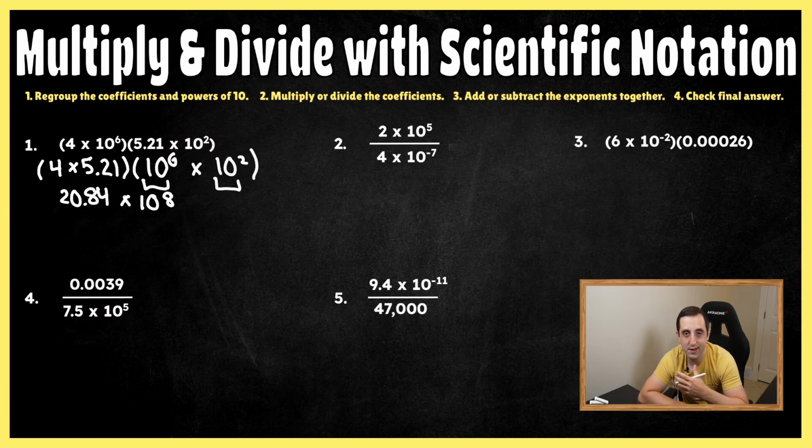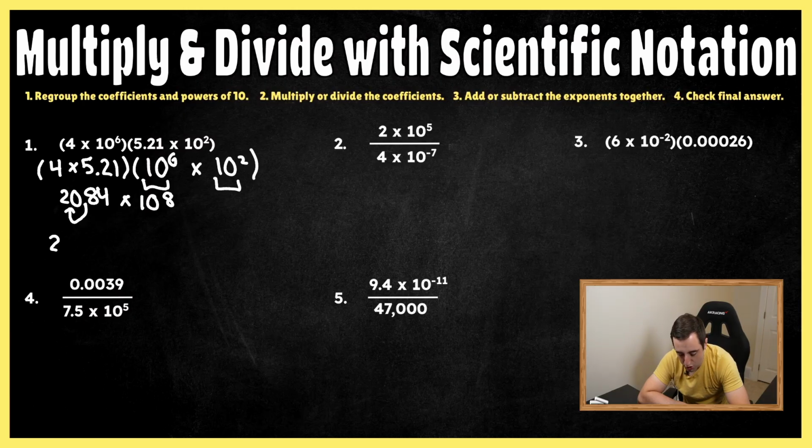The only problem is that this isn't in proper scientific notation, because your coefficient, or the number out front, has to be greater than or equal to 1 but less than 10. And this one is definitely larger than 10. So we need to adjust it by moving our decimal point 1 place value to the left. Because if we do that, it's now going to meet the range that we need, greater than or equal to 1 but less than 10.